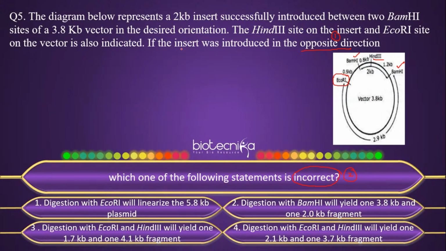Opposite and incorrect. Think about it. In the question, it is mentioned if the insert was introduced in opposite orientation. What do you mean by opposite orientation? If I have a sequence A to B, opposite orientation means B to A. So here, if the correct orientation is 0.8 and 1.2, the opposite orientation will be 1.2 kb here and 0.8 kb here. Now, definitely to answer this question, you have to go through all the statements. But you don't have to choose the correct statement here. You have to choose the incorrect statement. So have you all selected the incorrect statement?